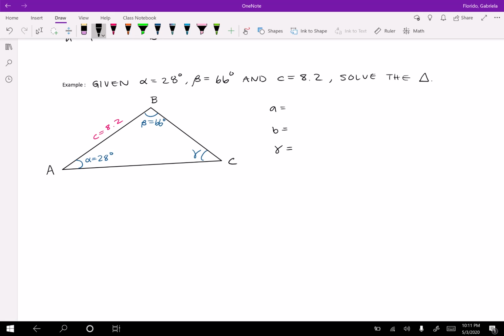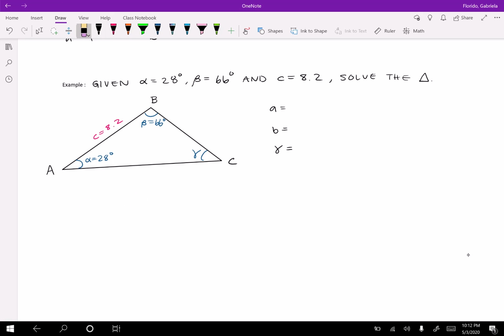And we're going to use the law of sines. And the law of sines tells us that little a over sine of alpha is equal to little b over sine of beta. Let me back up a little bit actually, because we could find gamma first. So let me back up a little bit.